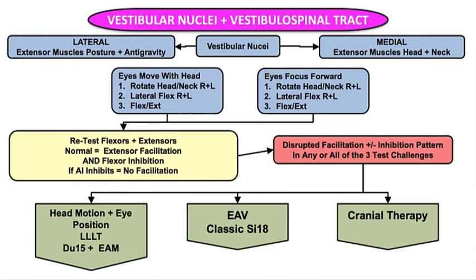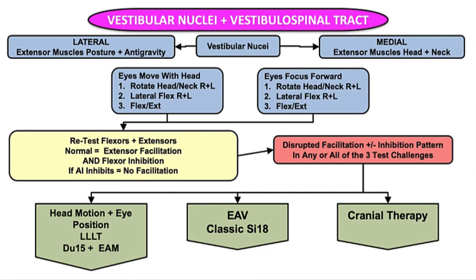Then we're going to complete the 3 different maneuvers with eyes open, then with eyes closed. So we're going to rotate eyes with head right to left, then retest flexors and extensors, see if there's normal extensor facilitation and flexor inhibition. Then we're going to repeat rotation with eyes facing forward and fixed on an object. Then retest head and neck flexors extensors. There normally should be extensor facilitation, flexor inhibition.